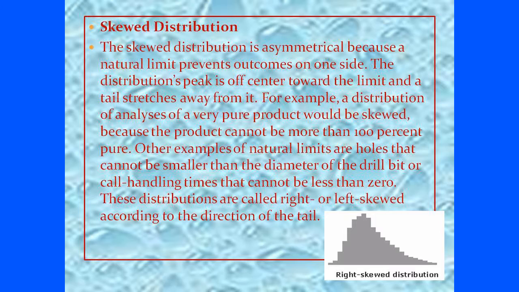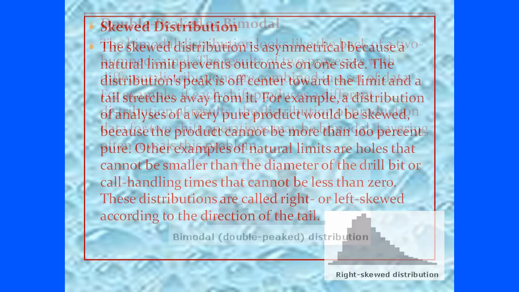A distribution of analysis of a pure product would be skewed because no product can be more than 100% pure. Another example of natural limits: holes that cannot be smaller than the diameter of the drill bit, or call handling times that cannot be less than 0. These distributions are called right or left skewed according to the direction of the tail.